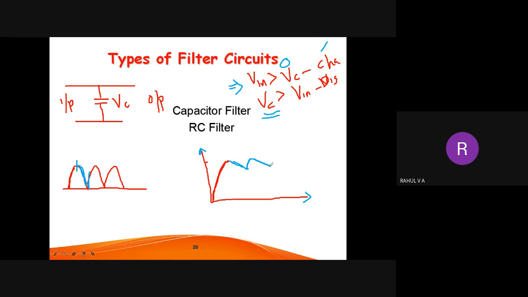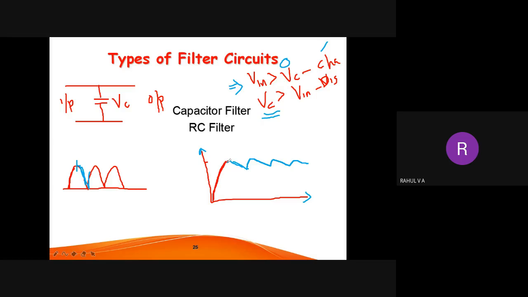And then in the next cycle, input voltage increases and it is equal to capacitor voltage. Capacitor stops discharging and is charged again. So we will be getting a voltage like this. Once it is charged, it never comes to zero. You can see that it is almost a straight line. Depending on the values we are using, we can make it more similar to DC voltage.